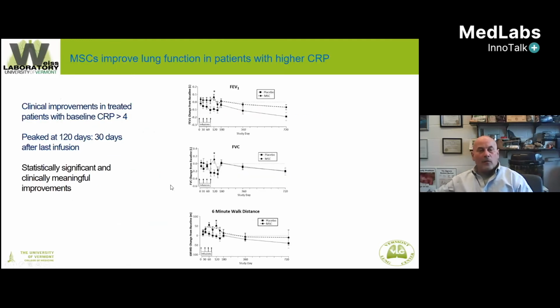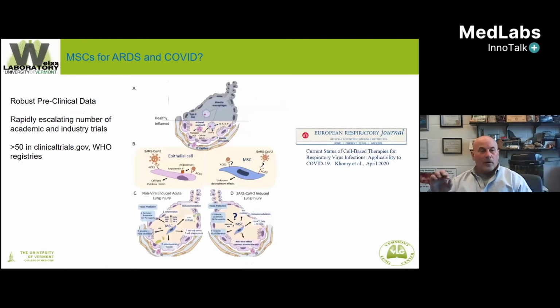And when we did that, we found that in the FEV1 and FVC, again, lung function measures, as well as a 6-minute walk distance, a functional measure, we actually saw both statistically significant, but more importantly, clinically meaningful improvements in those patients with a high CRP. So that's very exciting, and we're looking to continue.